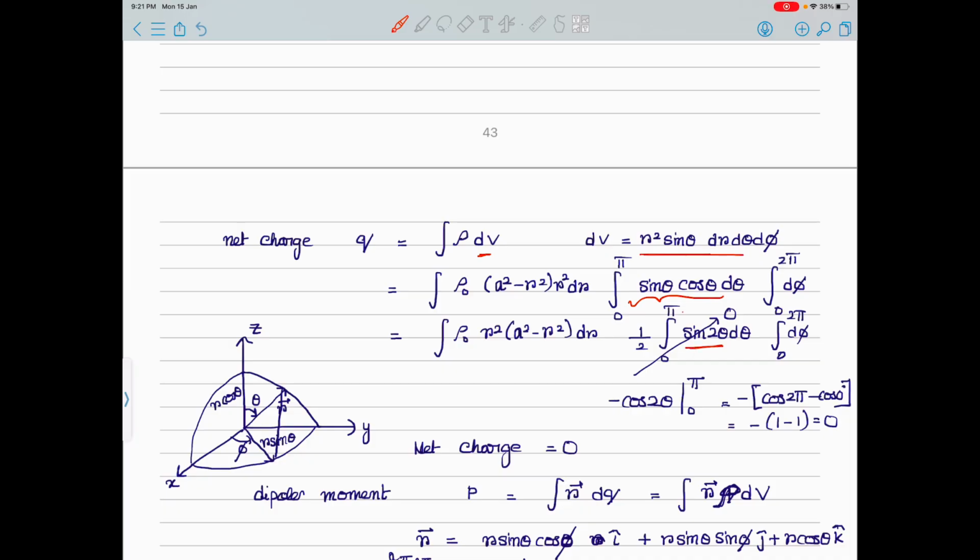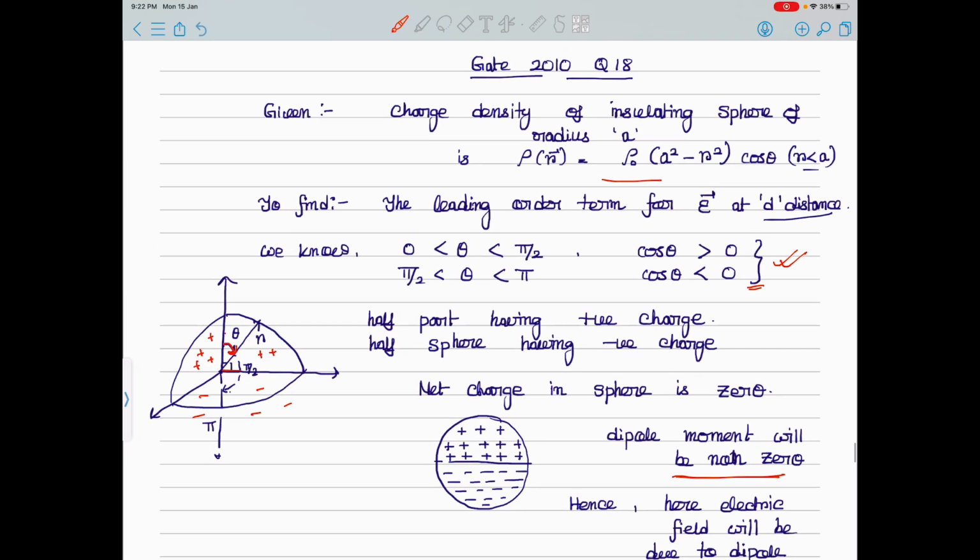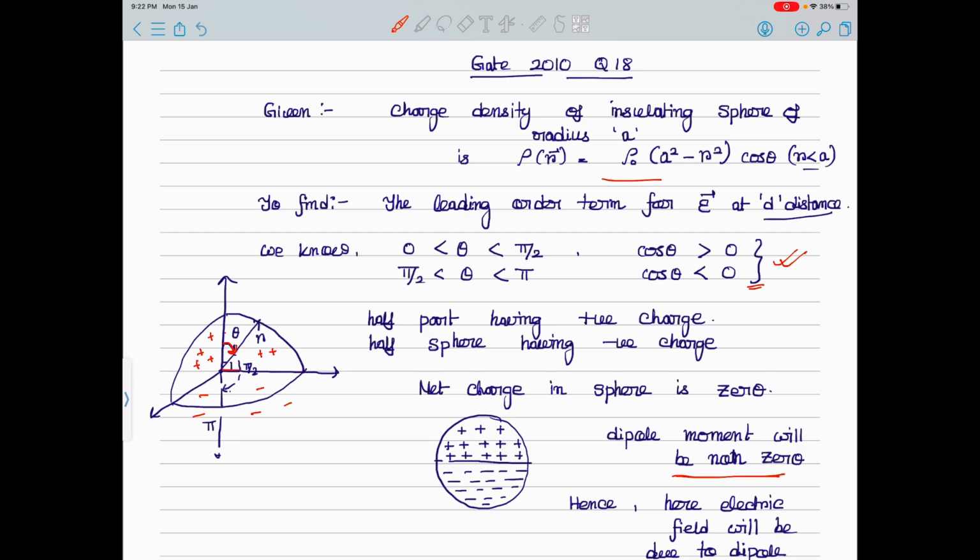If you integrate it from 0 to pi, this comes out to be 0, because the integral of sine 2 theta d theta gives minus cos 2 theta over 2 from 0 to pi, and that gives 0. Therefore the entire thing becomes equal to 0. That proves that the net charge in the sphere is 0, because cos theta is greater than 0 for theta from 0 to pi by 2 and less than 0 from pi by 2 to pi. The upper hemisphere will be positive and the lower part negative. Hence the net charge is 0, equal and opposite.